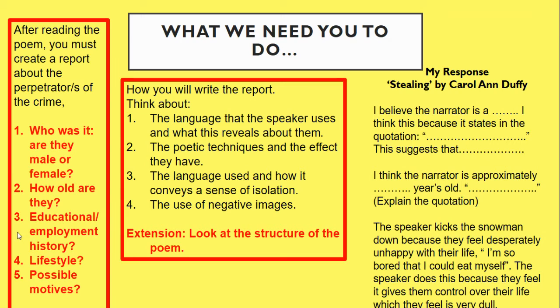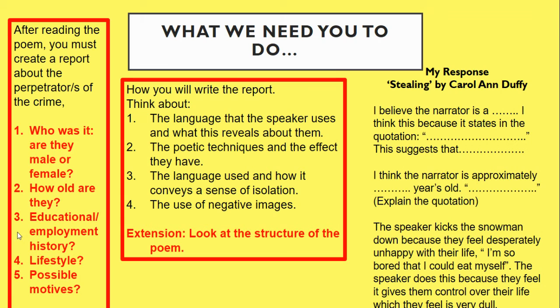Now, what I've done on the right-hand side is an exemplar for you to help you structure your response. So, answering the first question, you see that you do not write down numbers for each of the paragraphs. You just put them straight down. So, "I believe the narrator is..." a girl? A boy? Could it be both? "I think this because it states in the quotation..." So you find a quotation, a short piece of text from the poem, and you put that in there. Then you explain it. So this suggests that. So why does it suggest it's a male? Explain it in detail. Why does it suggest it's a female? And again, explain that in detail.